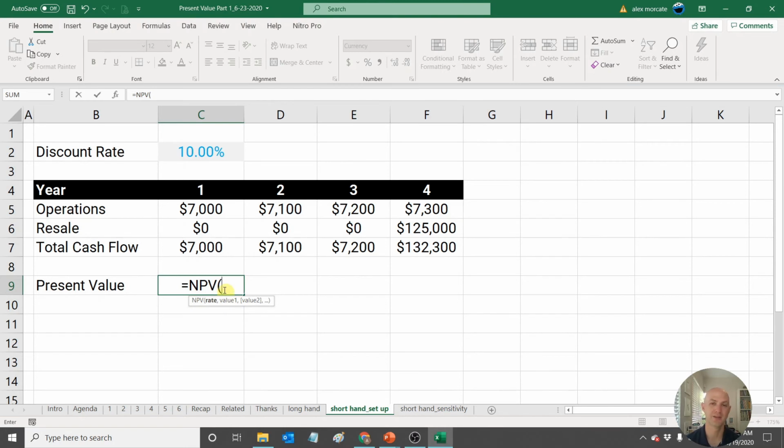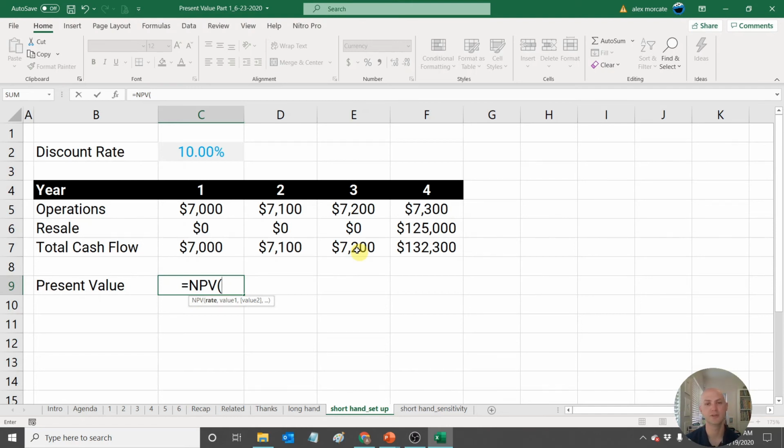The reason we have to rely on NPV is because we have different cash flows every period. So we have 7,000, 7,100, 7,200, and so on. These cash flows change with every period. And because of that, the PV function in Excel is not flexible enough to estimate the sum total of variable cash flows. NPV, however, is.